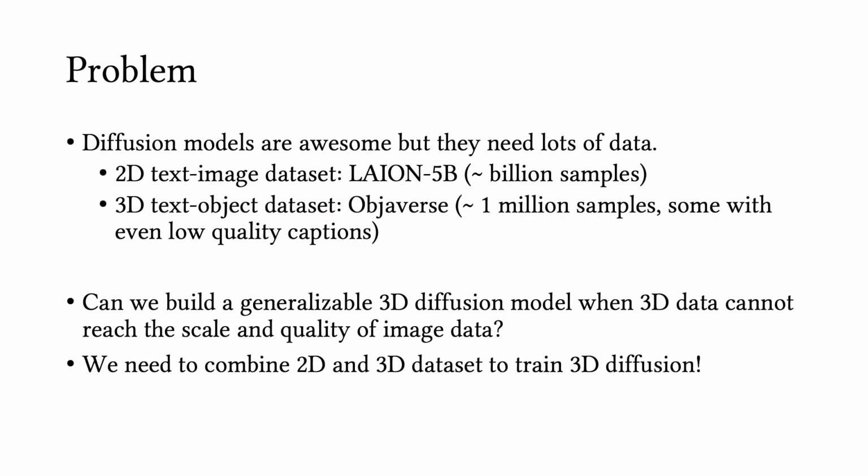Diffusion models are incredibly powerful, but they require vast amounts of data to perform optimally. For instance, we have the 2D text-image dataset LAION-5B, with approximately billions of samples. In contrast, the 3D text object dataset Objaverse has only nearly 1 million samples, and even some of those are of lower quality. The question we ask is, can we build a generalizable 3D diffusion model when our 3D data doesn't match the scale and quality of image data? The answer lies in combining 2D and 3D datasets to train our 3D diffusion model.